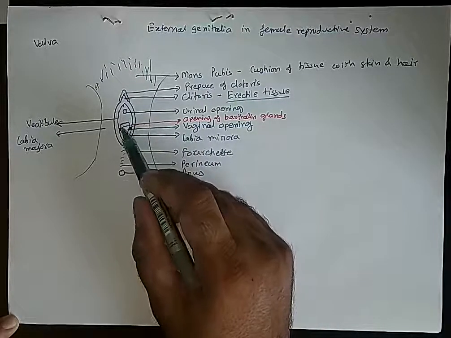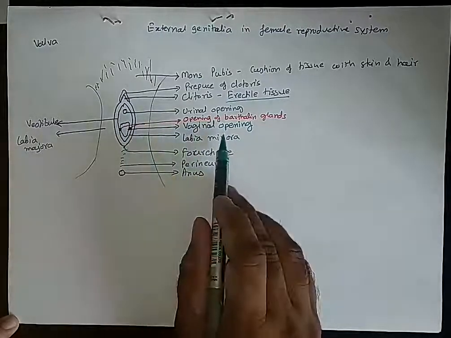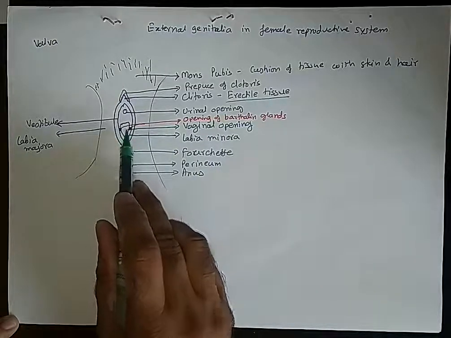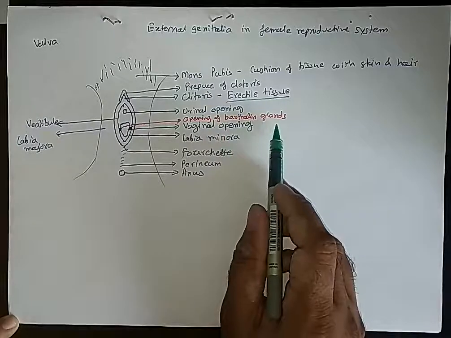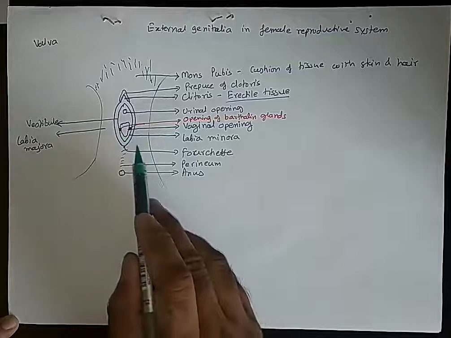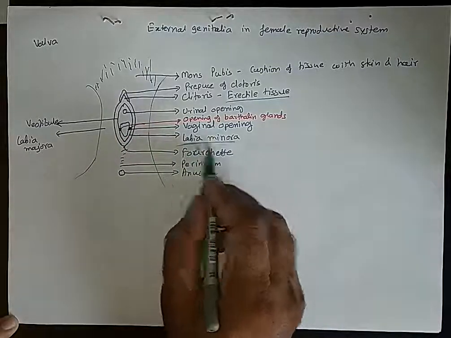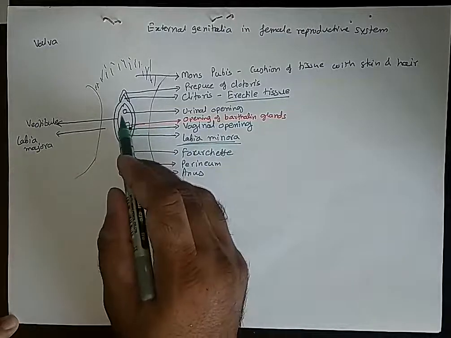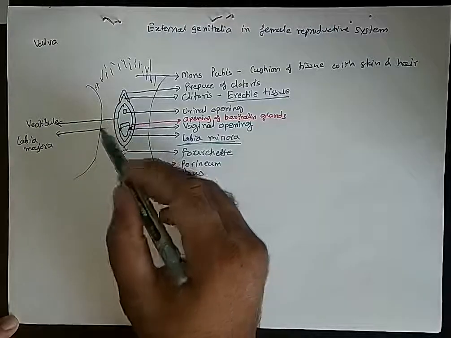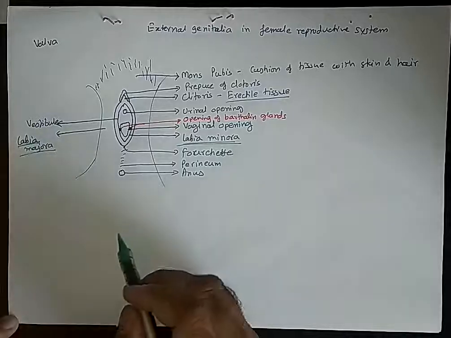There are two openings. One opening is the urinary opening, another one is the vaginal opening. On both sides of the vaginal opening there is an opening of the Bartholin's gland. Now these openings are covered with a fold of tissue that is called labia minora. Labia minora covers these two openings, and after that there is a bigger region that is called labia majora.